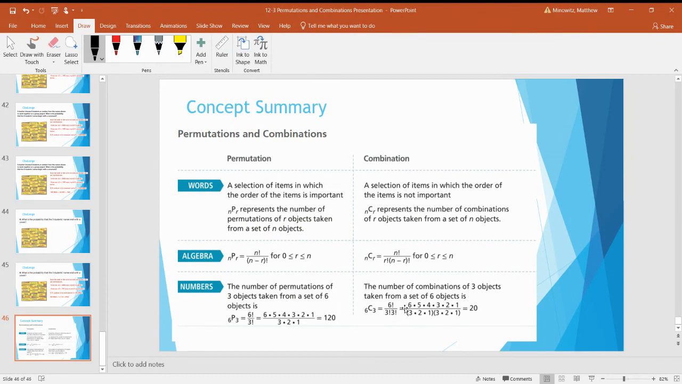So, major idea here: permutation, order matters. Combination, order doesn't matter. We can use the permutation button, which does this calculation. We can use the combination button, which does this calculation. Combination is just a permutation divided by all the repeats. And that is permutations and combinations, which are very useful for counting possibilities.